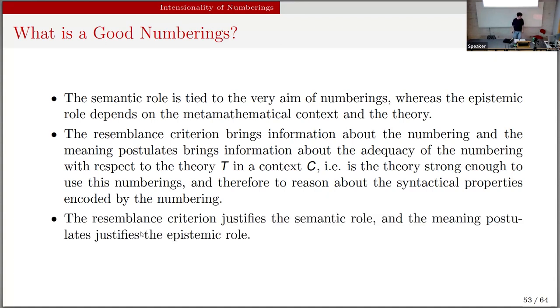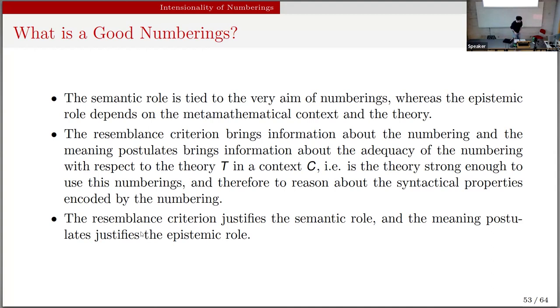Okay. So, as I said, I think that the resemblance criterion justifies the semantic role, at least in the case of Balthazar's article, and that the meaning postulate also justifies the epistemic role. And so here we have a case where both of the approaches to intentionality, both the resemblance criterion and the meaning postulate, are necessary to give a full answer to explain when a numbering is intentionally adequate.